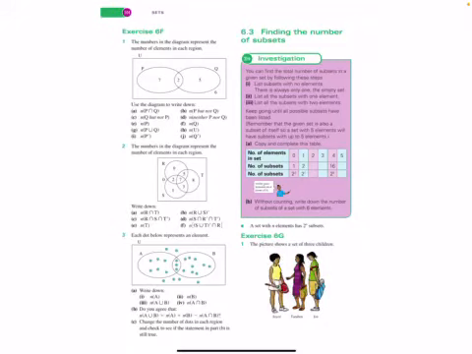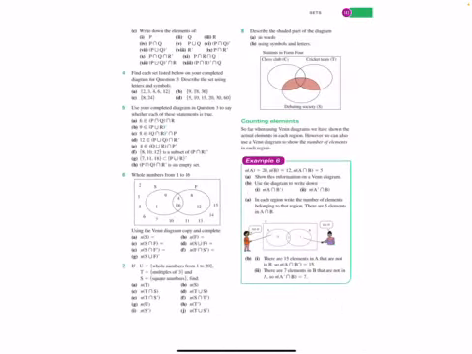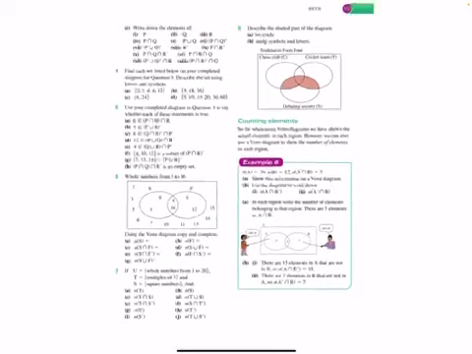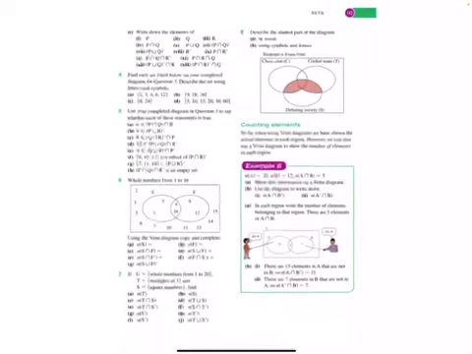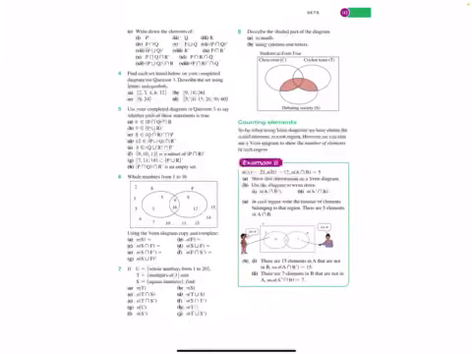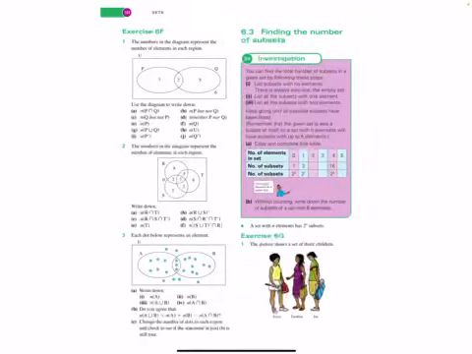All right, good morning. As last week, we reached 6.2, and now we shall continue with the steps of counting elements of a set. Starting at page 144, Exercise 6F 1.